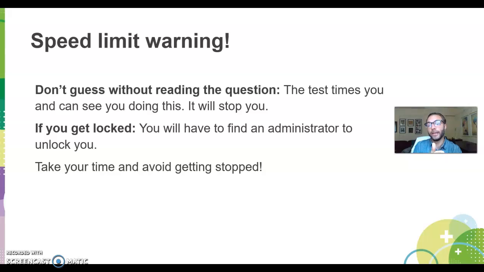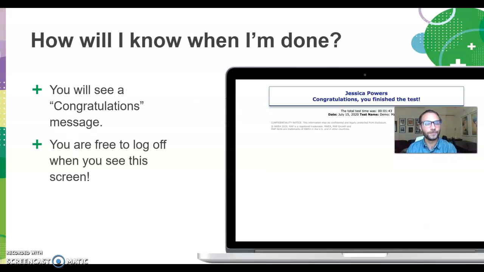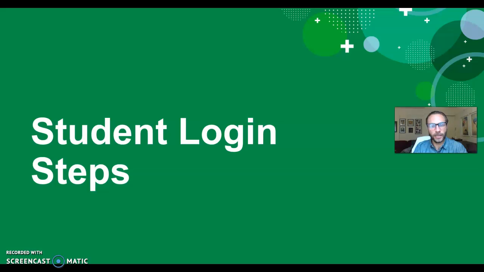And when you hit that point, the test is going to lock you out, and you have to come and find me, and I have to unlock the test for you. Take your time, make sure you read every question. That's the only way you can avoid getting stopped by the test, by going too quickly, okay? You'll know you're finished. It's going to be very obvious. At the end, it will say, congratulations, you finished the test. Once you see this screen, it automatically saves your results. You are free to log off. You don't need to do anything else, unless you're taking 2 tests today, in which case you should stick around and let me know. But for most of you, you're just going to take 1 test.